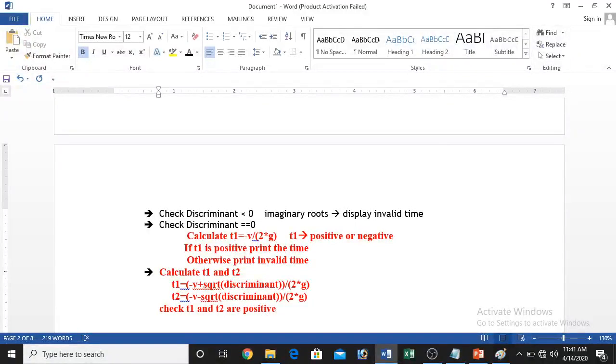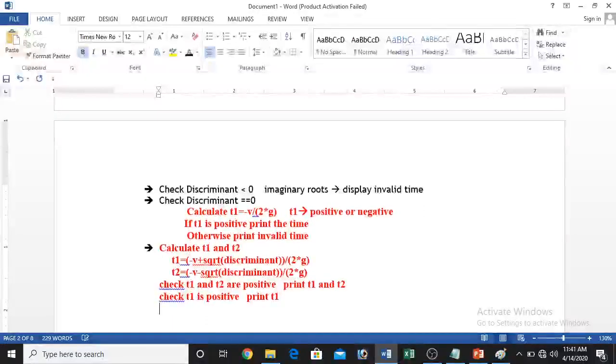Positive means if the value is greater than 0, then you are going to display both t1 and t2. That means the time may be any value. So again check whether t1 is positive. There may be a possibility that only t1 may be positive or only t2 may be positive. So we'll check whether t1 is positive. If t1 is positive, just print the t1 value. Next check whether t2 is positive. If t2 is positive, just print the t2 value.